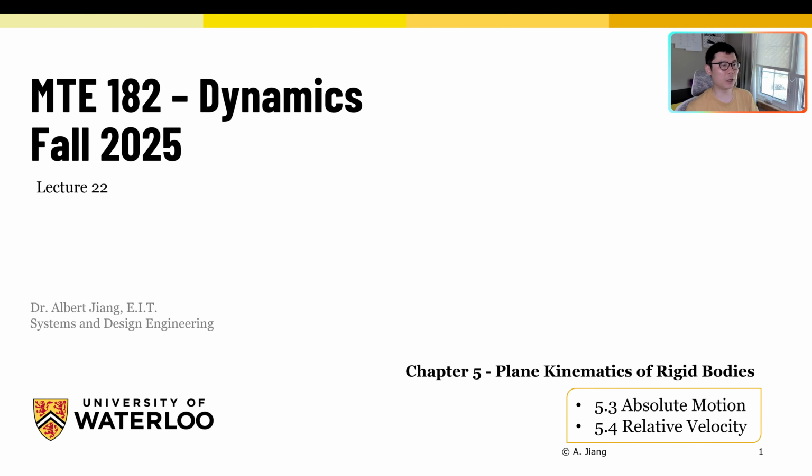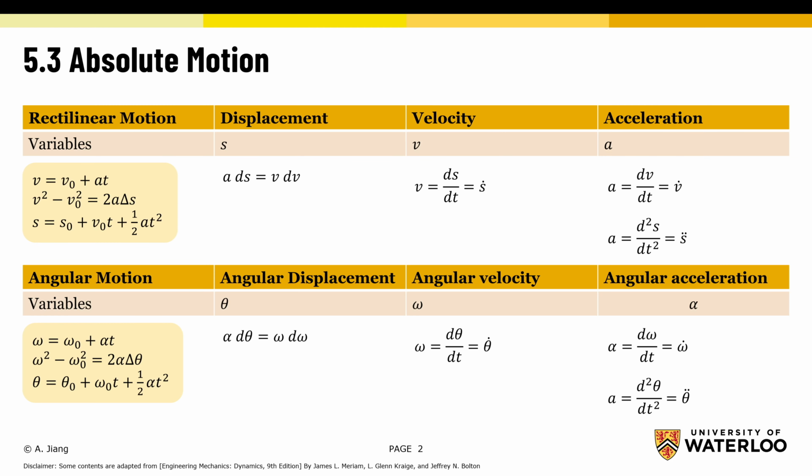In this video, we will talk about absolute motion and the relative velocity for rigid bodies. We looked at this table in the previous video. When analyzing absolute motion for a rigid body, the key is to be consistent. Choosing the correct positive direction is one.